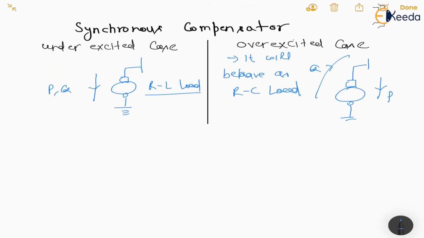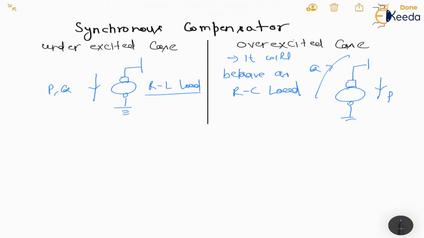So the first point is a single unit is used for under and over excitation for voltage control. Means if we use it in under excitation case, then it can be used as load for reactive power, and in overexcited case it can work as source for reactive power. Means a single unit is used for both conditions for voltage control.